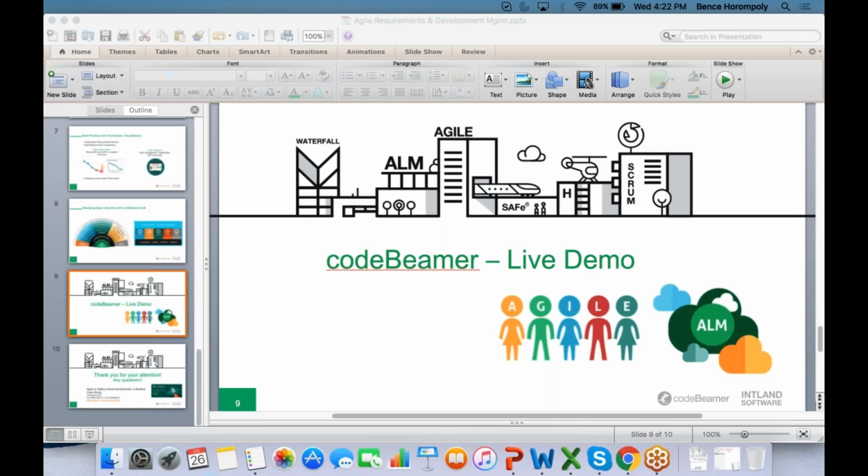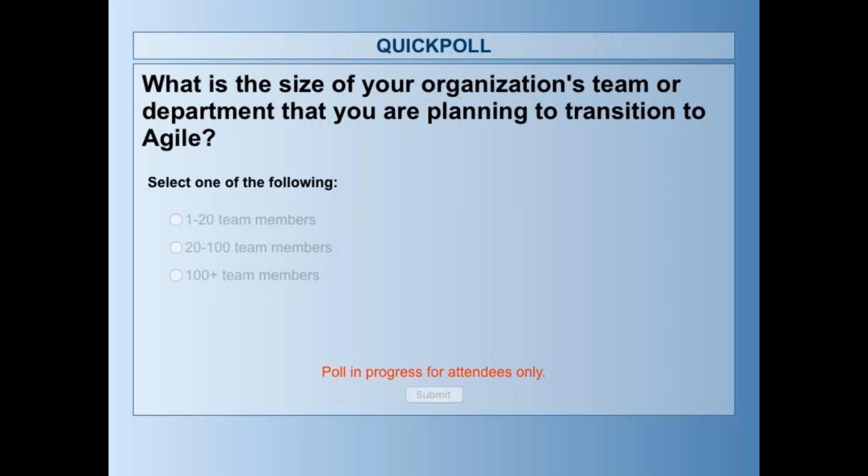Okay, great. Thank you for voting. Okay, and then what more? What is the size of your organization's team or department that you're planning to transition to Agile? If you're already using Agile, then it's not very relevant. Or if you're already Agile, then what is the current size of your organization?